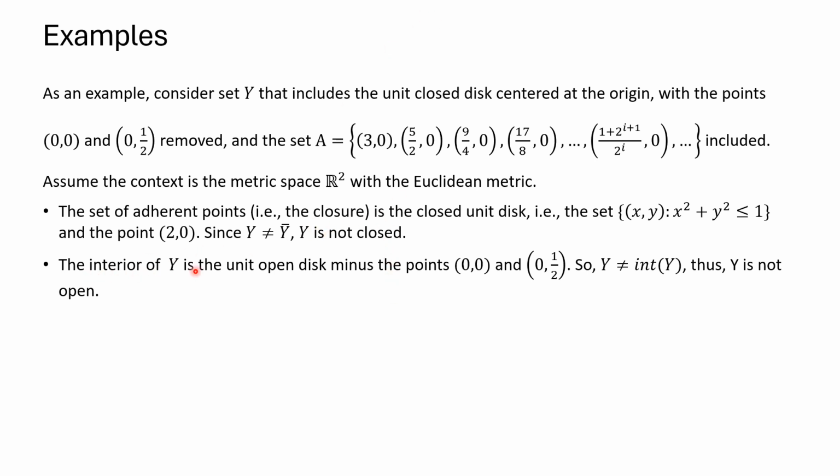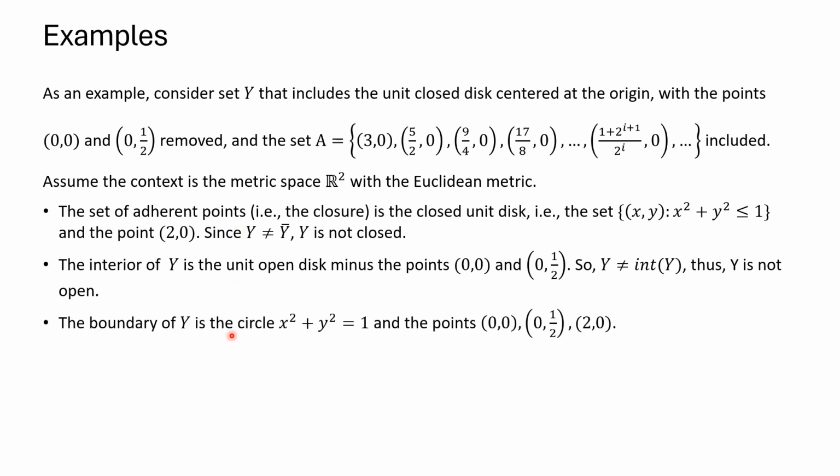The interior of Y is the unit open disk, so we don't have the boundary in this case. That's not included in the interior. And also the points that we removed, (0,0) and (0,1/2), are also not interior points. And none of the points in A are either. These are all isolated points, so they're not in the interior either. So Y does not equal its interior, thus we know that Y is not open. So Y is neither open nor closed.